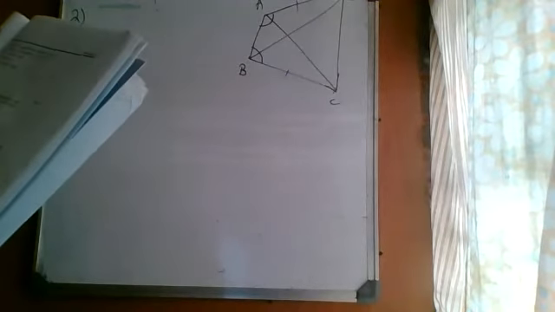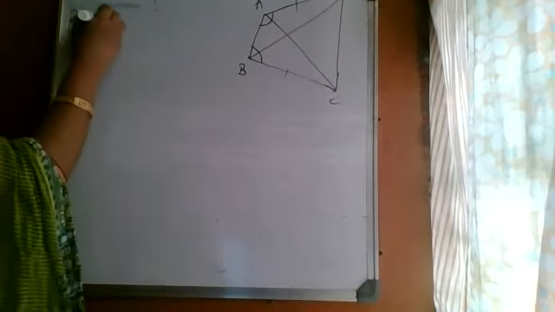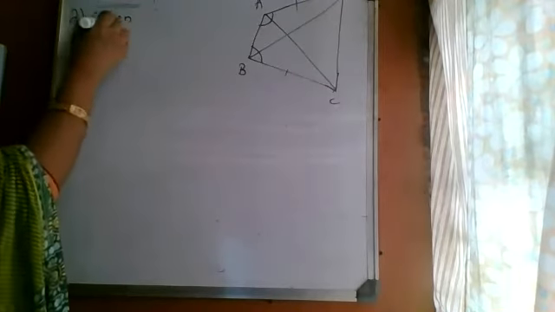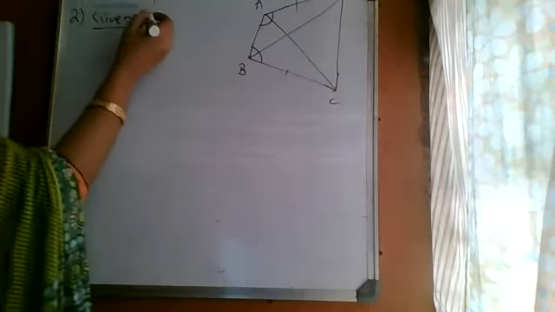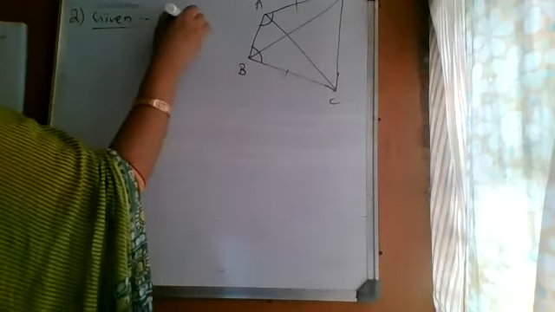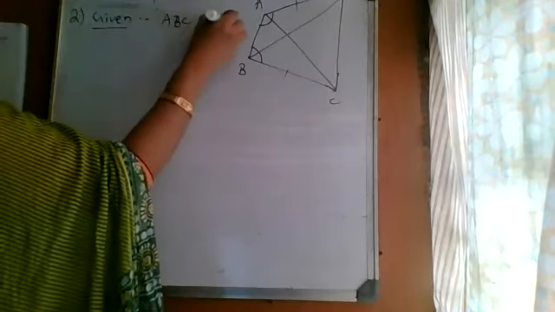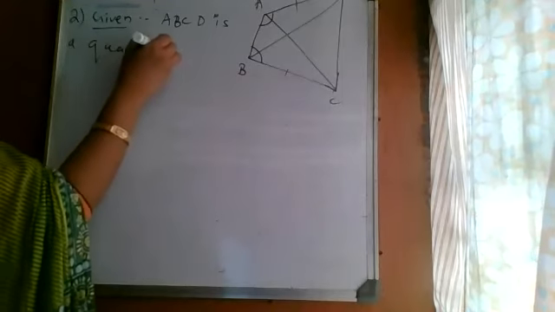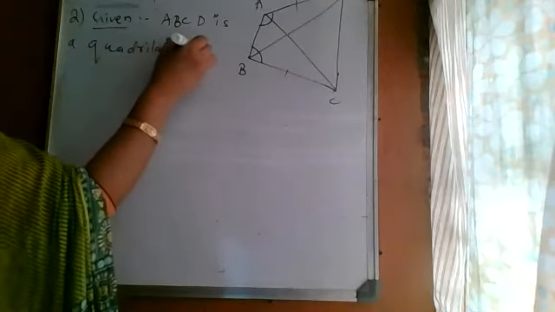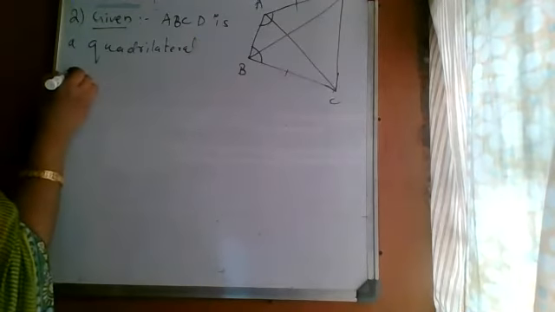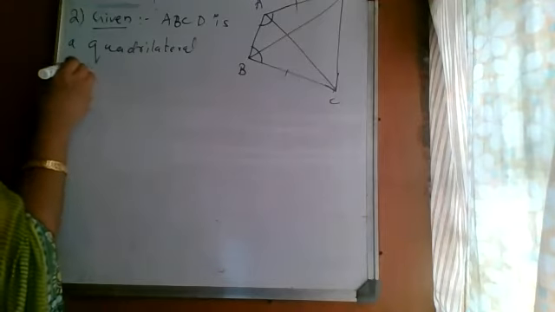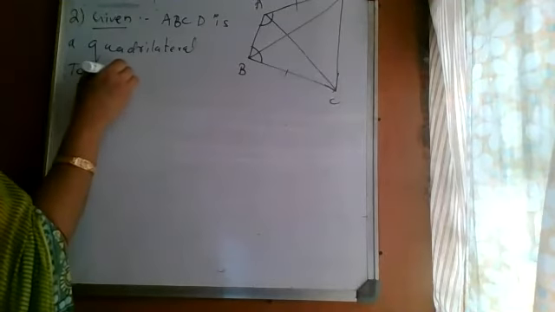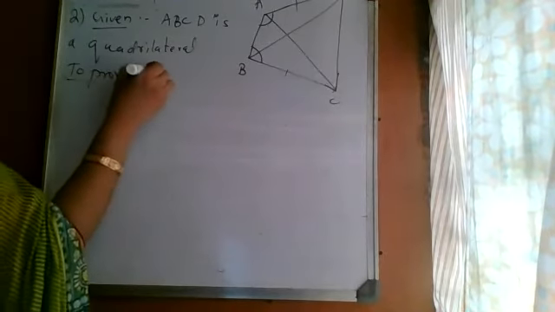Next, given ABCD is a quadrilateral and AD is equal to BC and one angle is given. Okay, first of all, you should write given. It carries marks. Drawing the figure and given, it carries some marks. ABCD is a quadrilateral.